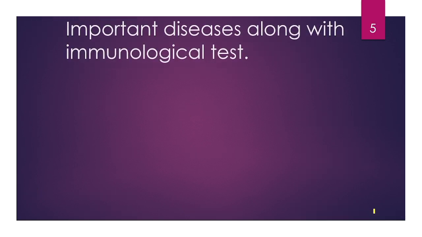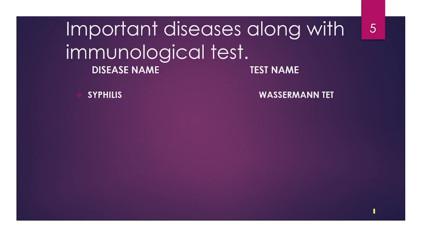Next, important diseases along with their immunological tests. Here are the disease names and the test names. The first one is syphilis. Syphilis can be easily identified by using the Wassermann test. And the next, diphtheria. Diphtheria can be easily identified by the Schick test.